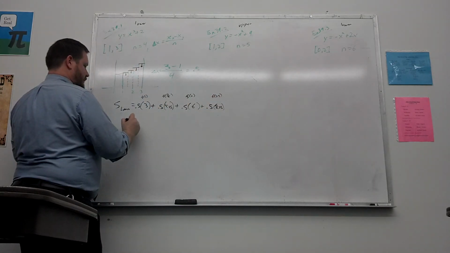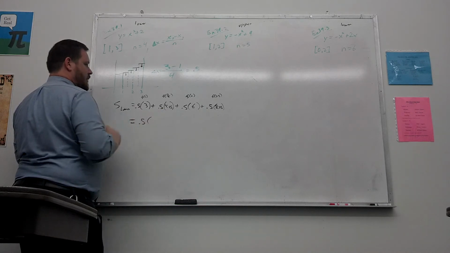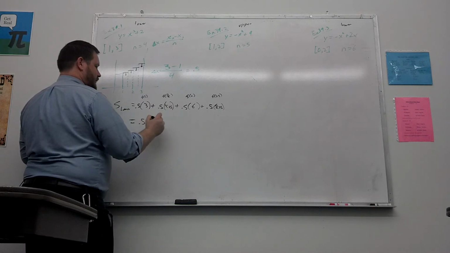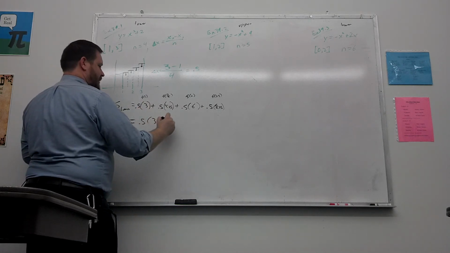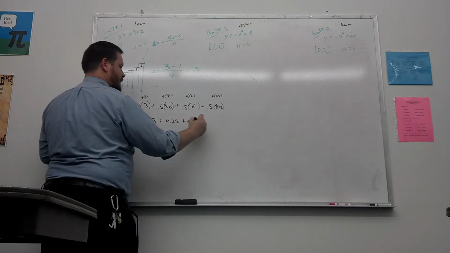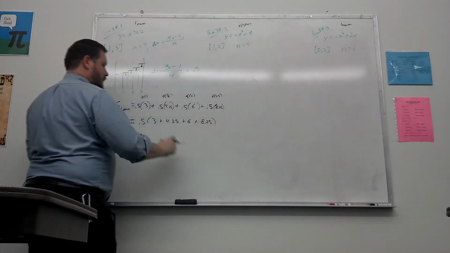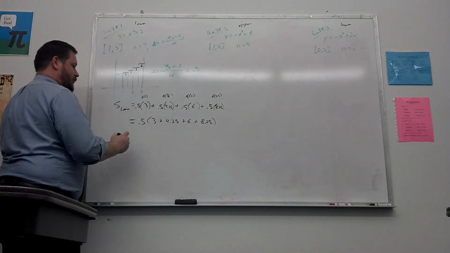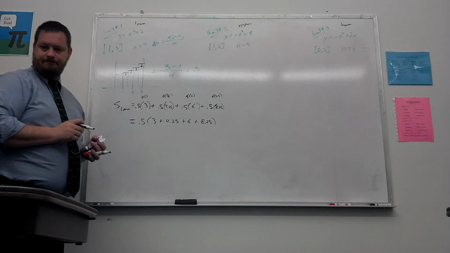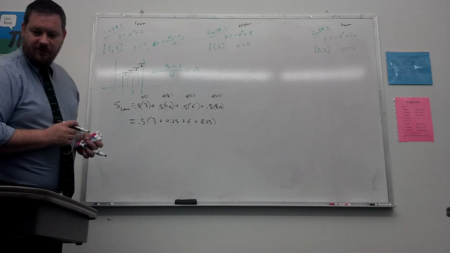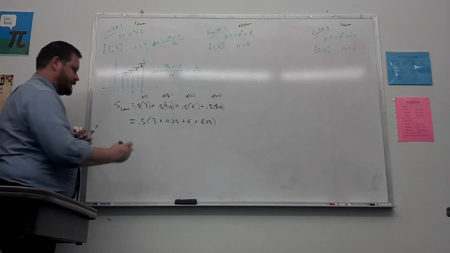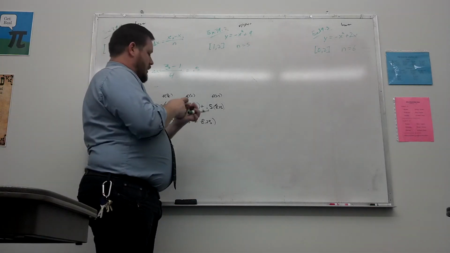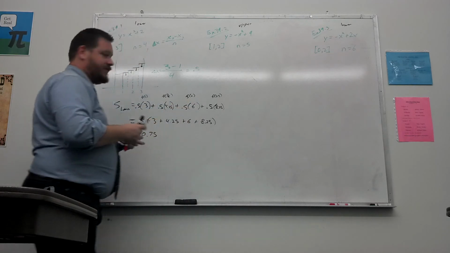And for reasons that we'll get into later, what I want your next step to be is factor out the 0.5s, and then factor out the delta x, and then add up all the heights. So you got 3 plus 4.25 plus 6 plus 8.25, and then multiply that by 0.5, and that will give you the lower sum, which hopefully should be 10.75. Yep. That's the answer that we're looking for.